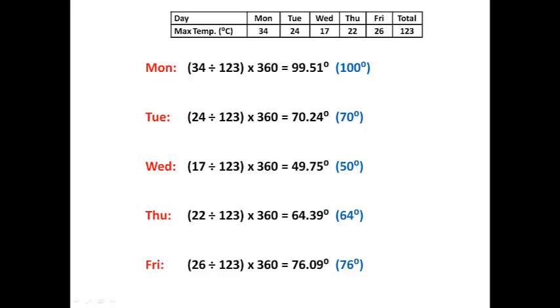Let us now take a look at our new table. Notice we have the days of the week, followed below that by our maximum temperatures. But now we have a third row, which is our degrees for each day. Monday is 100 degrees, Tuesday is 70 degrees, and so on. It is this row that we are going to use to create our pie graph.